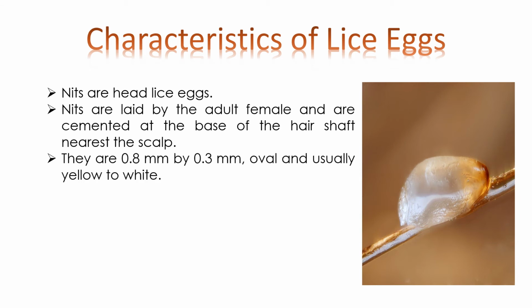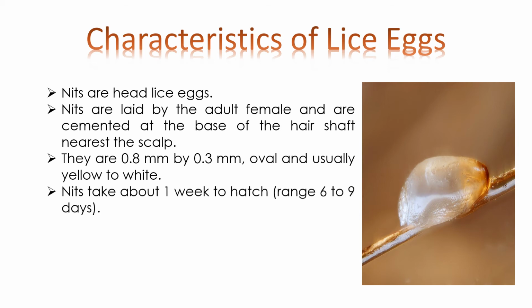Next characteristic of lice eggs. They are 0.8 millimeter by 0.3 millimeter, oval and usually yellow to white. Okay, this is another characteristic of lice eggs. Like in this picture, from yellow to white.